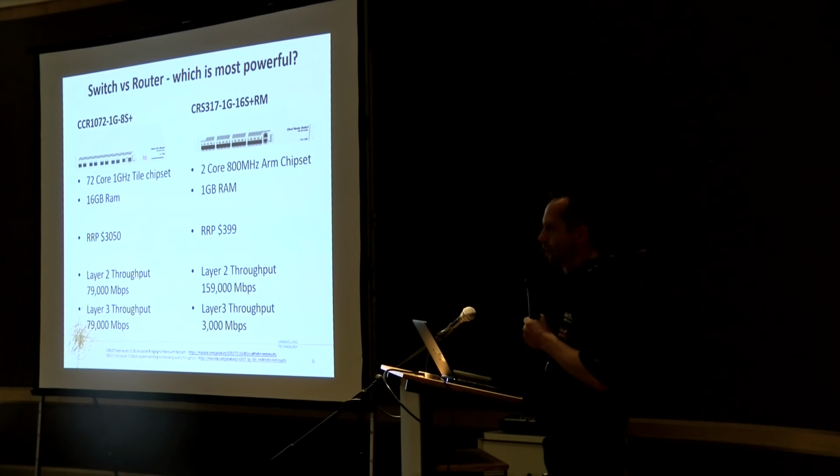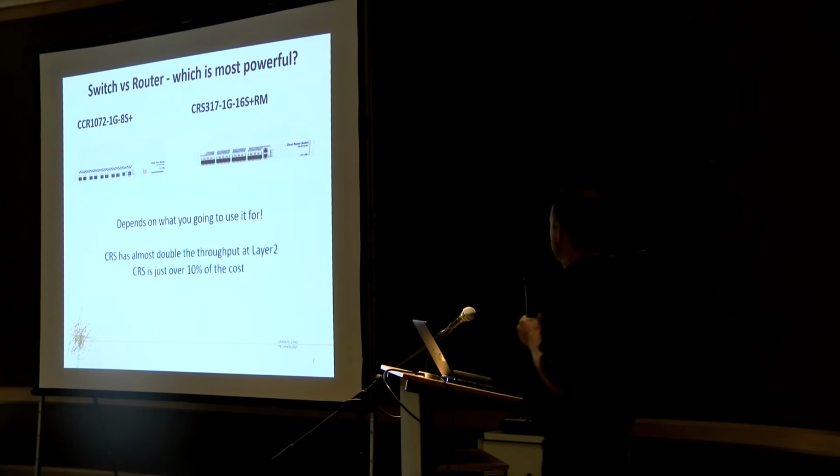If I'm going to do layer 2 in my LAN, there's no point spending £3,000 on a 1072 just to get 80 gigabits throughput, where I could spend $400 and get something that will get me more layer 2 and save me a small fortune. Here you are. CRS has double the layer 2 throughput and is just over a tenth of that cost.